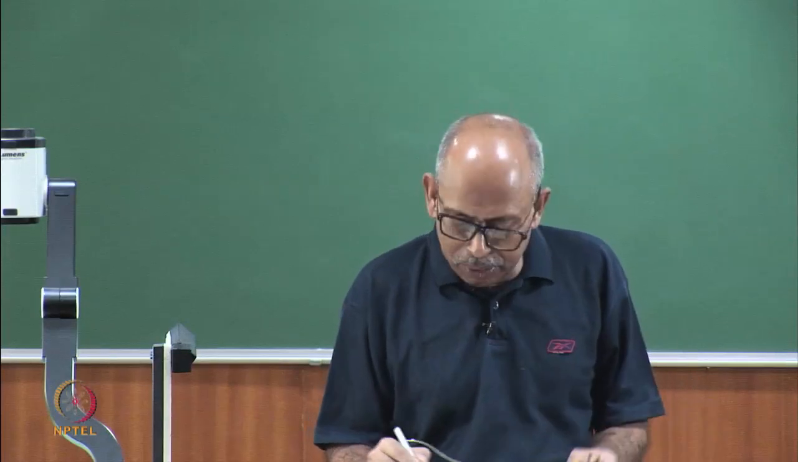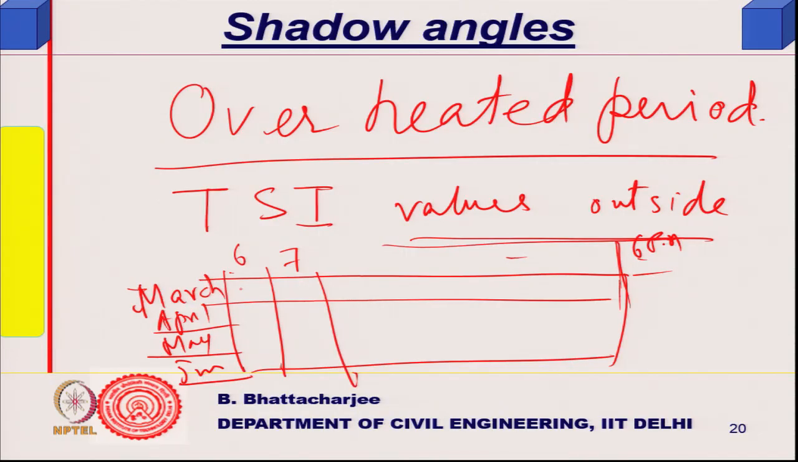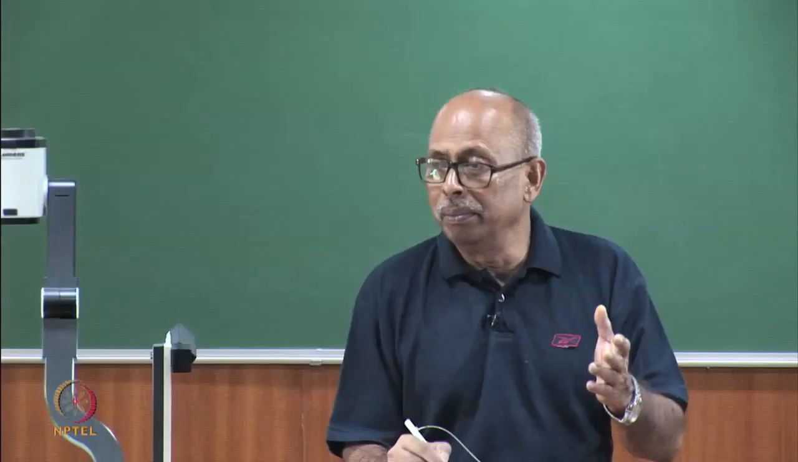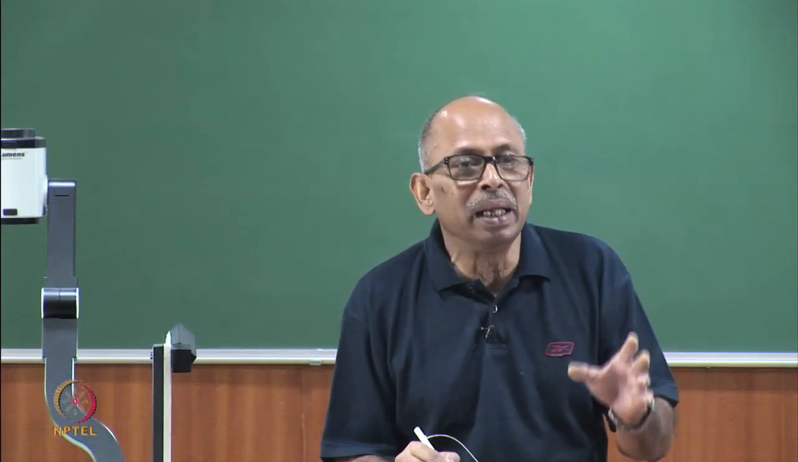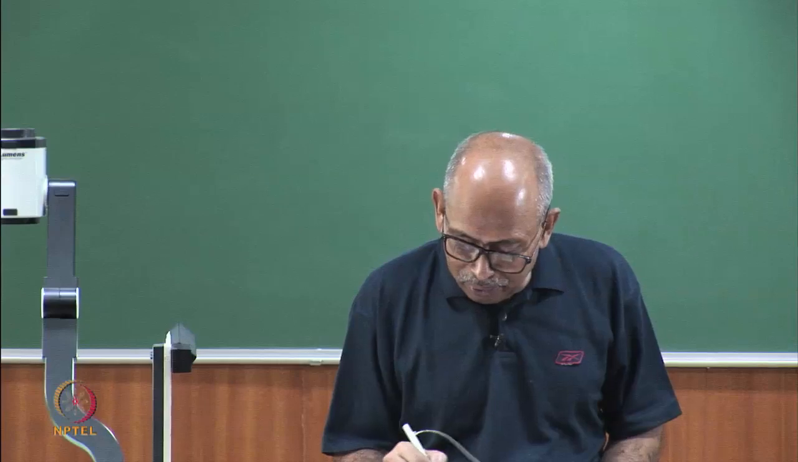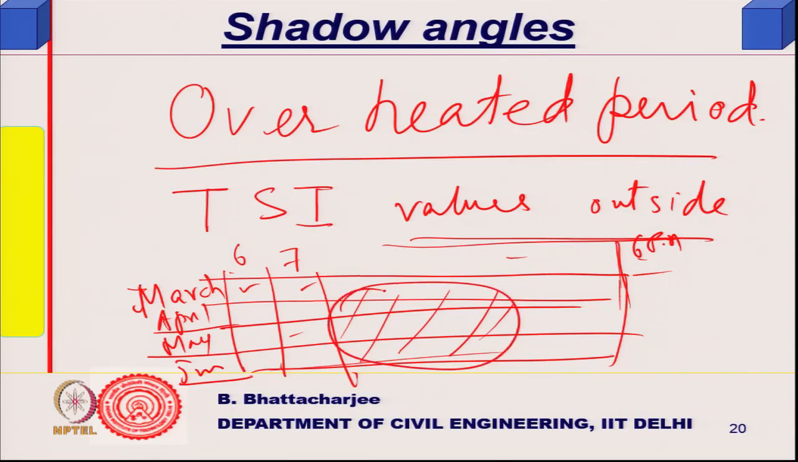So, during the daytime is good enough, and the TSI values I can find out for each one of these cases. And I know the TSI crossing above 30 or 34, I would like to provide shading. Therefore, I can find out the time during which I need the shading, right. I can find out the zone in which I need the shading. So, this is the overheated period. This is one way of finding out.